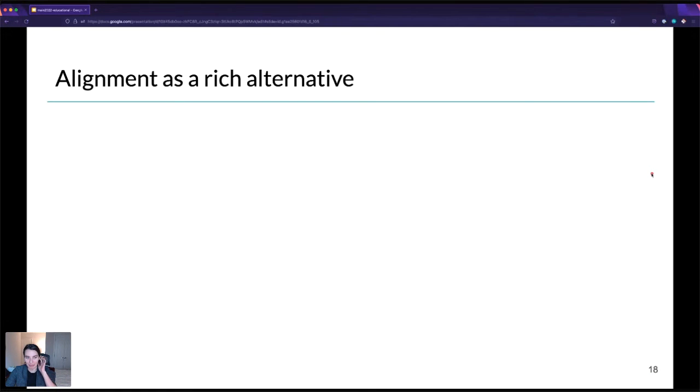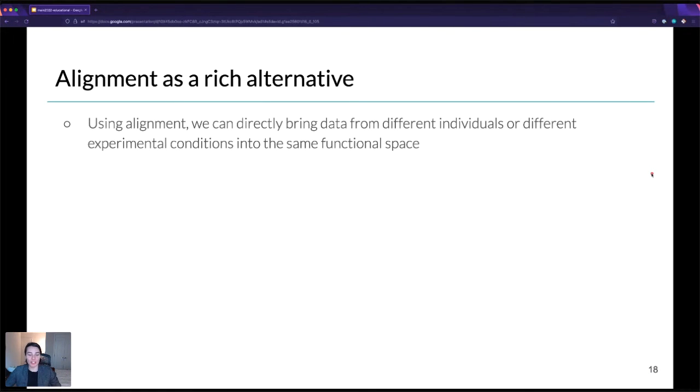let's talk about alignment. So the basic premise of alignment is that whereas with metrics, effectively what we're doing is operating in the different spaces from different individuals or different experimental conditions. With alignment, what we're trying to do is directly bring that disjoint data into the same space. So we can make comparisons across them, so we can think about model fusion. There's all kinds of really exciting things that become possible when your data is actually comparable.